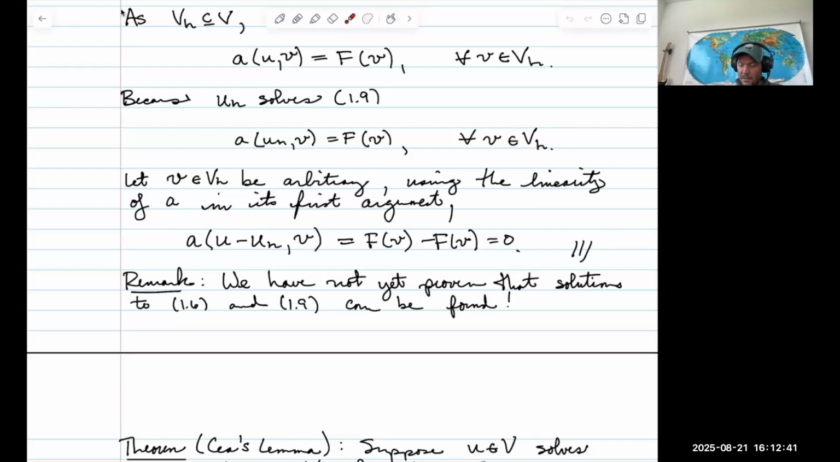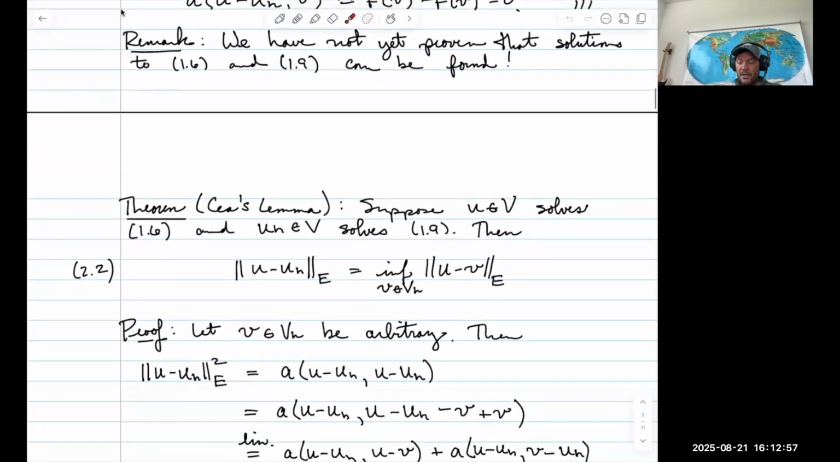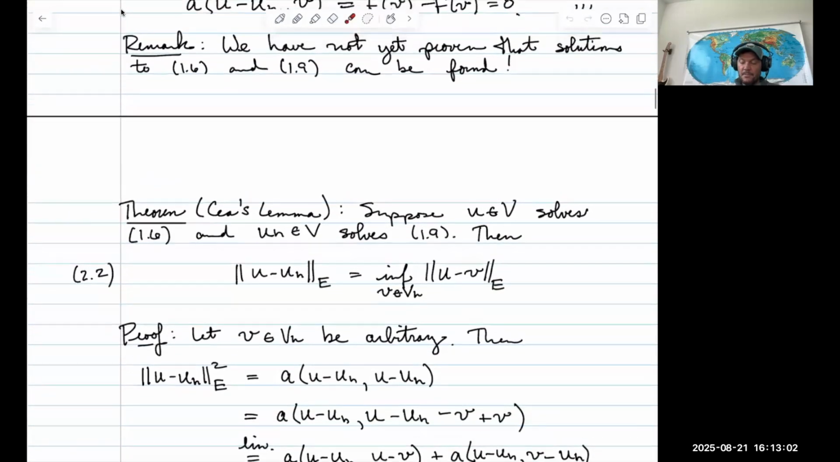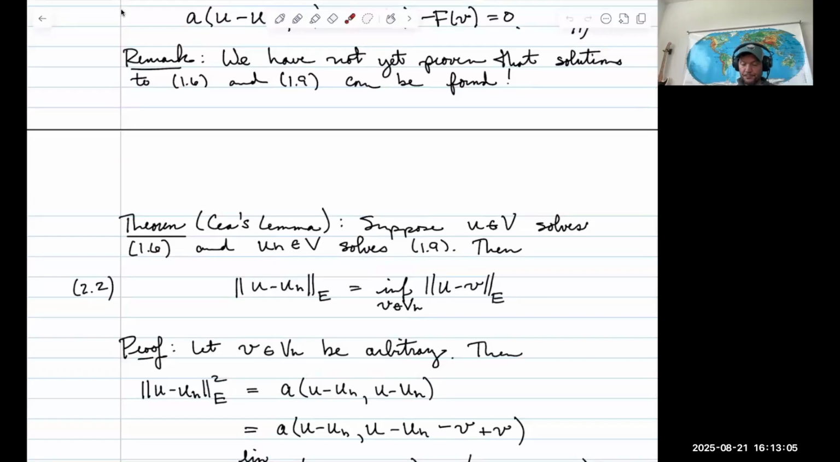Now, I haven't proven yet that solutions to 1.6 and 1.9 are even available. I can't guarantee that they exist, can't guarantee that they're unique yet. Or I may be able to do that, but I haven't demonstrated those properties yet. So we'll come back to that. The question of the existence and uniqueness of these solutions is still up in the air. We'll give a partial answer to the existence and uniqueness question a little bit later on, because we can show that 1.9 actually has a solution, whether or not we know 1.6 has a solution or not.